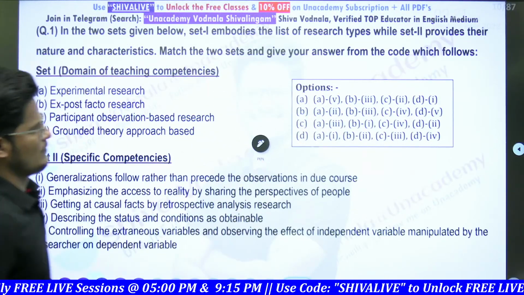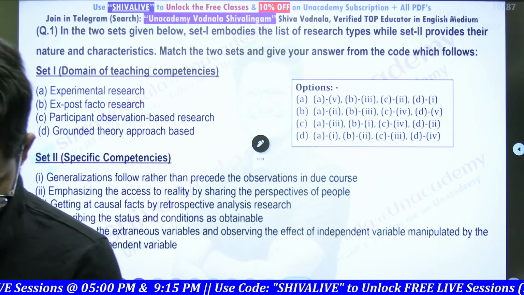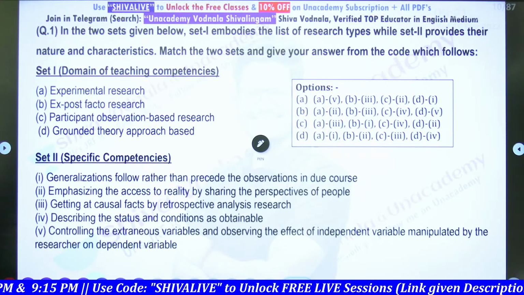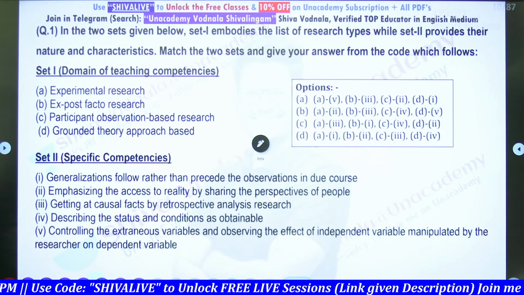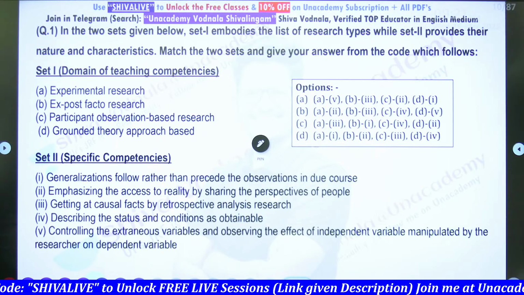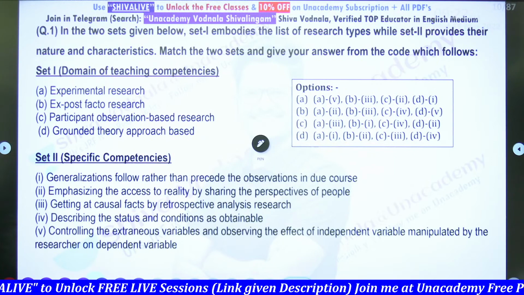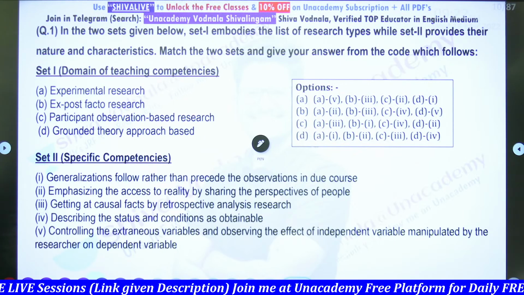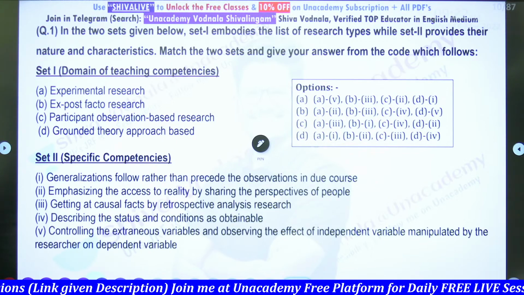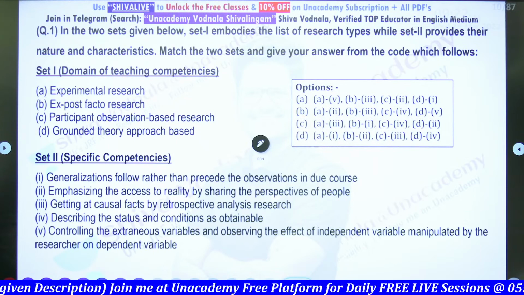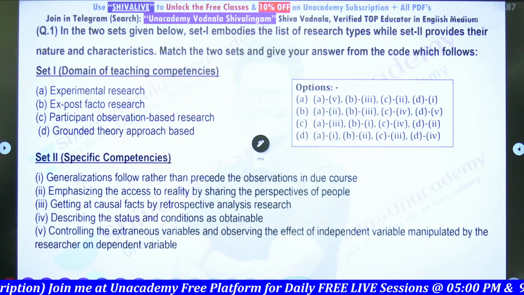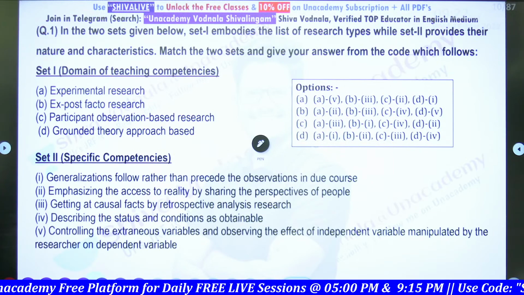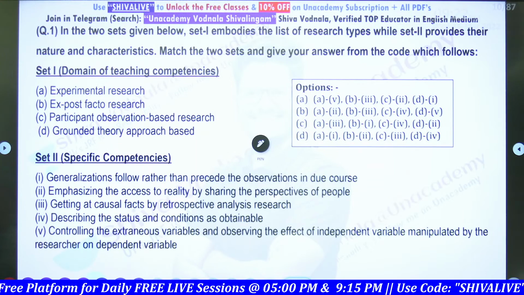Question number 1 of this session. FAQs of research aptitude. Hello everyone. Good evening.